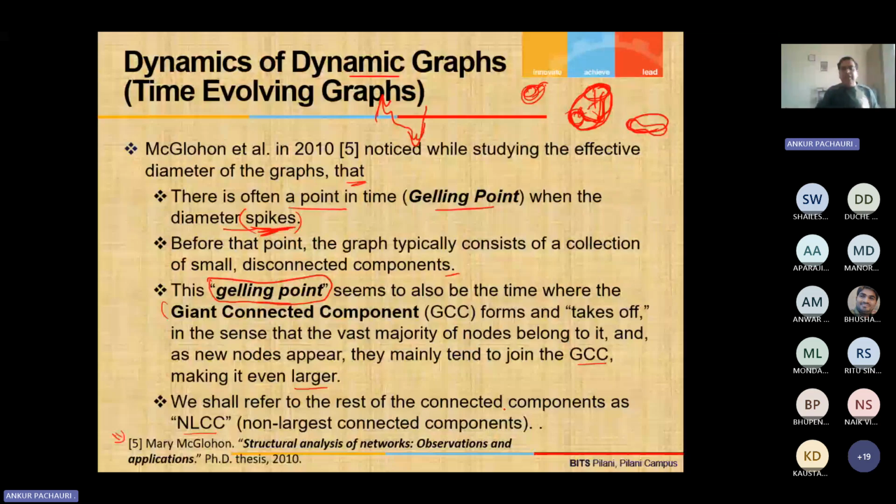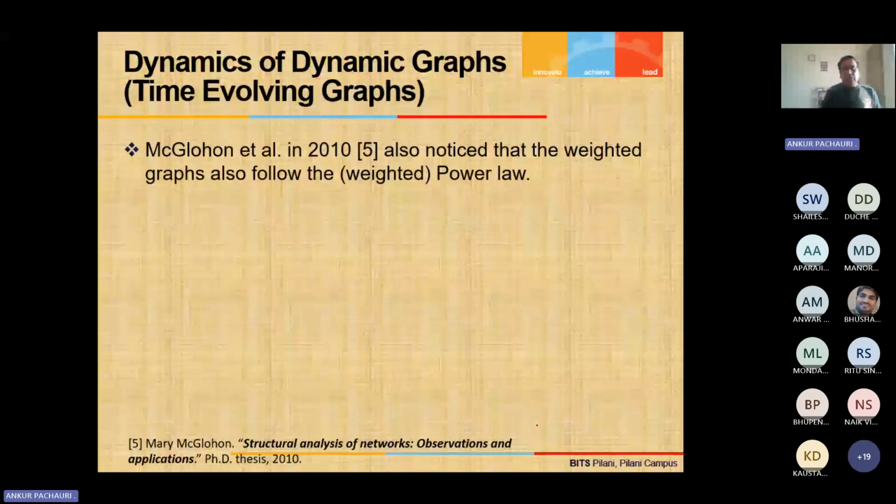There were multiple connected components. Some were giant, and some were non-largest, smaller ones. So they call those NLCC, non-largest connected components. This was the observation that he made.